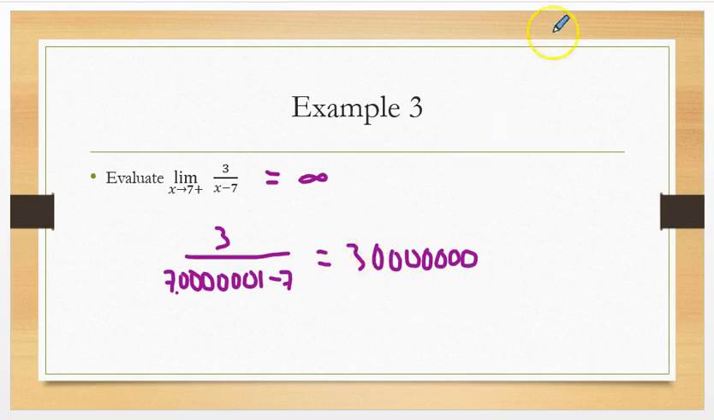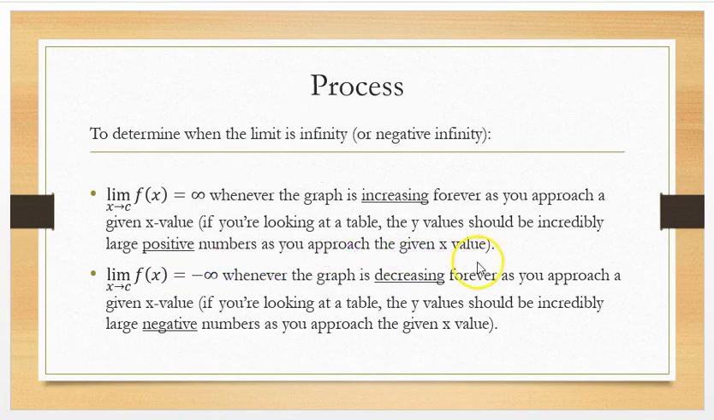So that's our indication that this one is approaching infinity, because in the instructions I gave you here, it says when you look at a table, if the y values are incredibly large positive numbers as you get closer to the x value, then it is infinity for the answer. And if I was getting negative numbers for my answer, I would be putting negative infinity. So that's it for the notes. That's how to evaluate limits as they approach infinity, or how do you write your answer when the y value is getting closer to infinity.